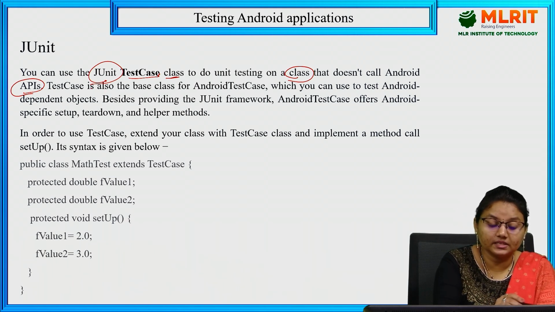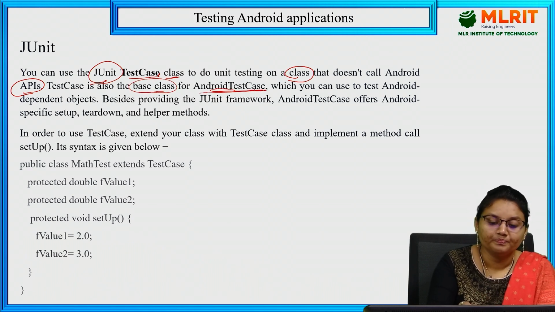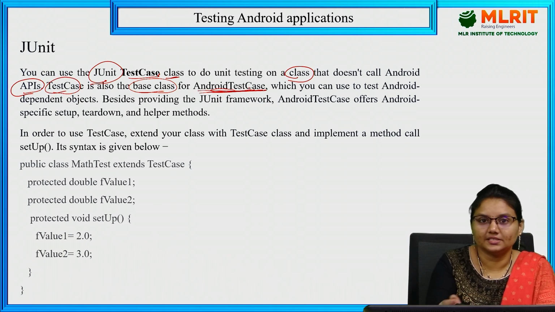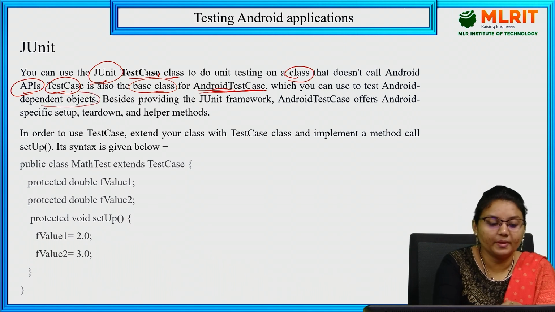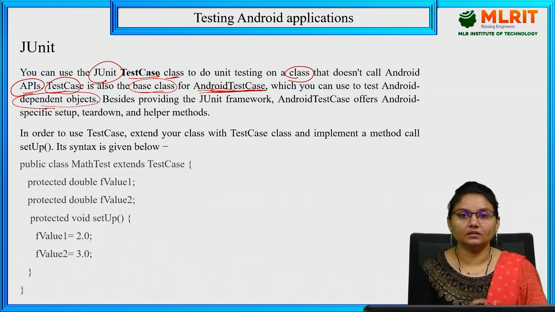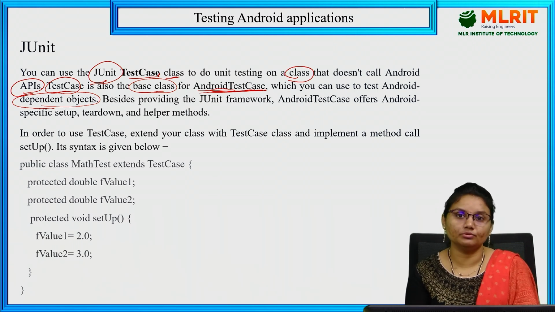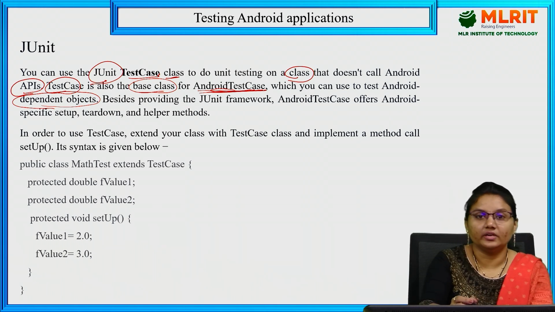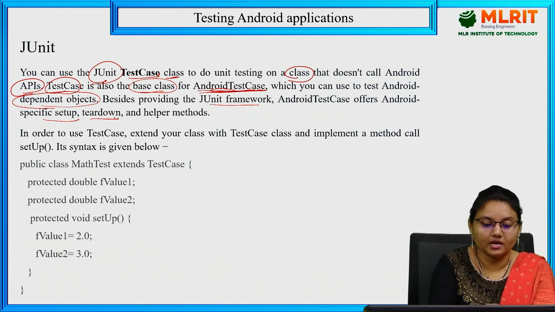Test case is also the base class for the Android test case. So Android test case is a base class, and you are using the Android test case as a derived class, which you can use to test the Android-dependent objects. So, along with the classes, this JUnit is used with the test objects also, because classes use objects. These dependent objects are used by this Android test case class. Besides providing the JUnit framework, Android test case offers Android-specific setup, teardown, and helper methods.